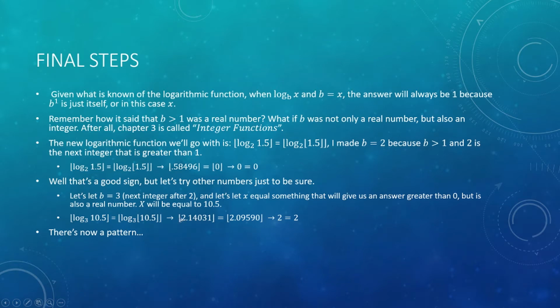What we end up getting, the left-hand side will turn into 2.14031. Remember, we floor that, so that'll round down to 2. The right side gives us 2.09590. Again, we're flooring that, because remember, this 10.5 turns into just 10, and that's why it's less than this on the left-hand side. So we'll have 2 is equal to 2. So now we kind of have a pattern.